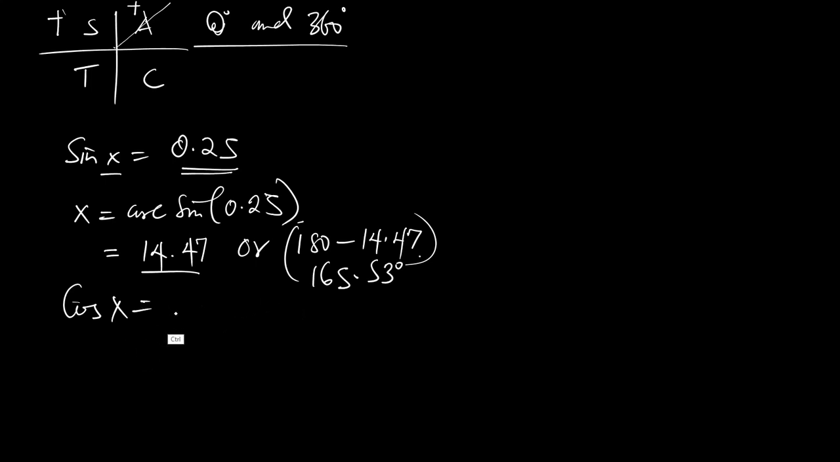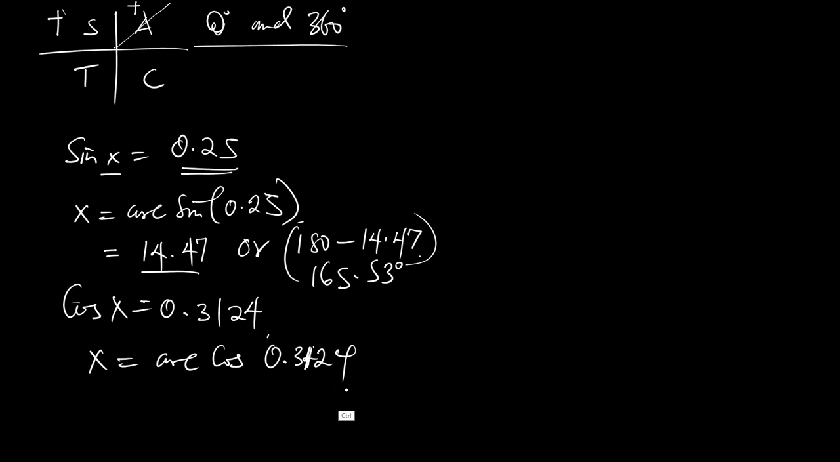So now you have cos x equal to 0.3124. Now we're asked to find x. You have x equal to arc cos 0.3124. Now cos is positive here, and it's also positive here. So since this is a positive value, we have it in the first quadrant and the fourth quadrant.